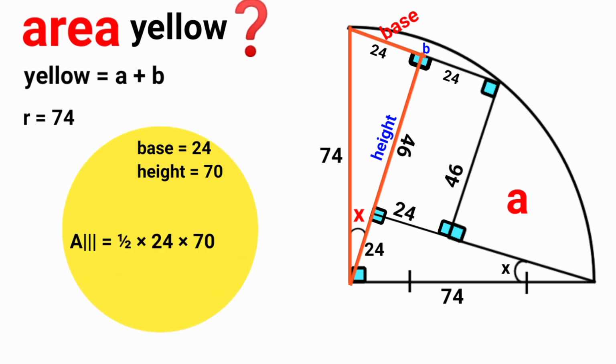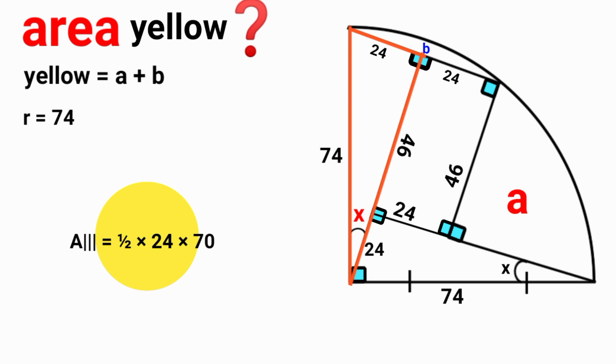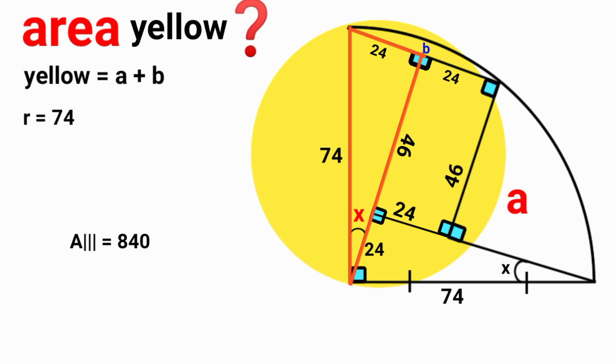Substitute here. Now area of triangle equal to 1/2 times 24 times 70. 1/2 times 24 is 12. 12 is 10 plus 2. 10 plus 2 times 70 is 10 times 70 plus 2 times 70. 10 times 70 is 700. 2 times 70 is 140. 700 plus 140 is 840. So the area of this triangle is 840 square units.